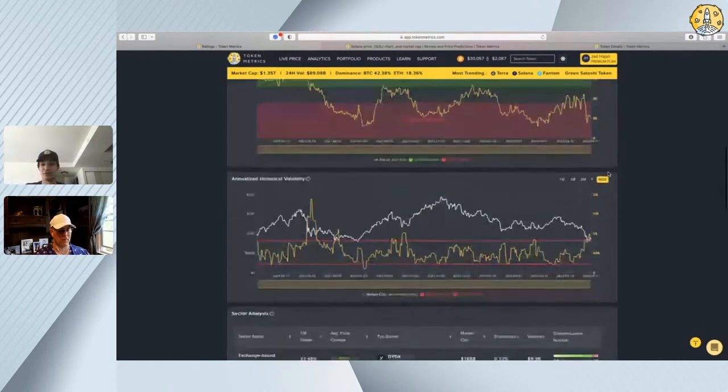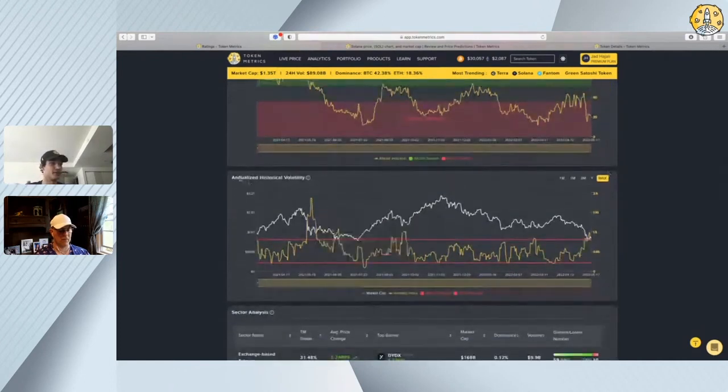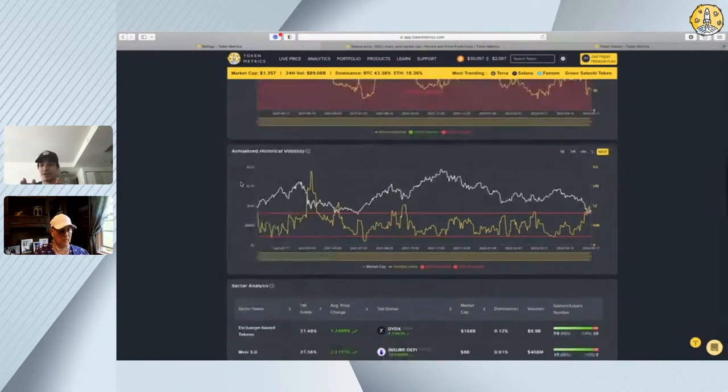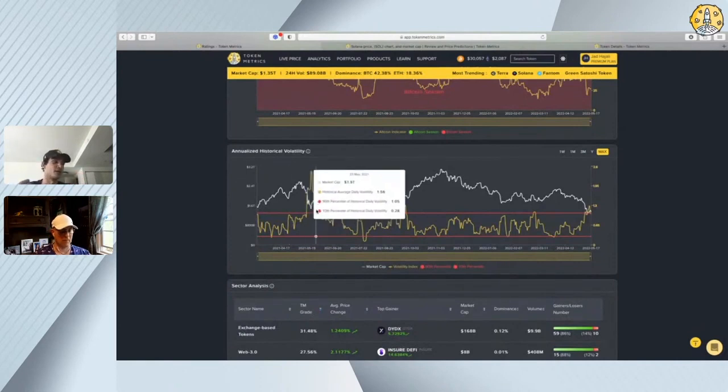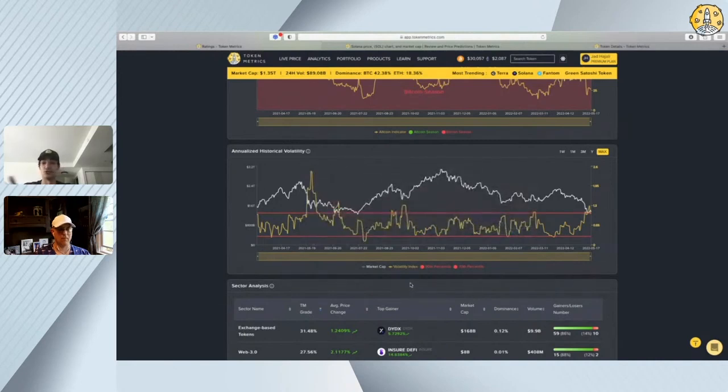And in complement to that, we also have built an annualized historical volatility chart. This is essentially similar to the VIX in equities in the traditional finance space. It's just a volatility metric to see, at each market downturn or uptrend, what the volatility is compared to historically. And the red lines are essentially the 90% confidence interval of this volatility.